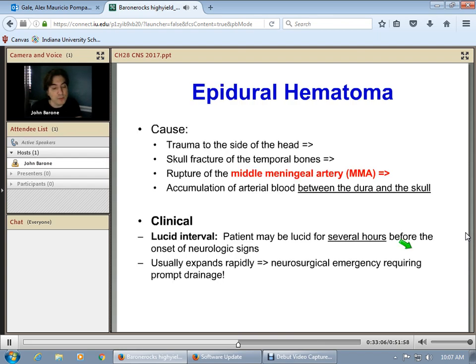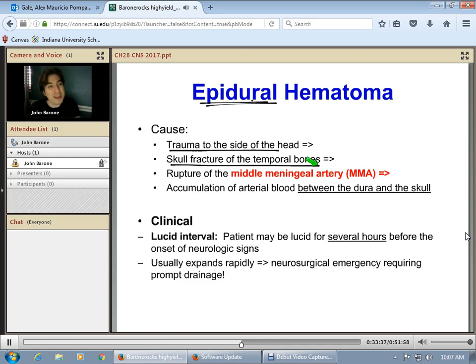You can have a little bit of parenchymal damage. Okay, now these are bad. Epidural and subdural hematomas. These can potentially kill you. Now, these are always associated with trauma. Especially epidural is always trauma, because you need a skull fracture. So epidural has to be such bad trauma to the side of the head. You've got to break this temporal bone here. So it's a side of the head blow where you get a skull fracture of the temporal bones.